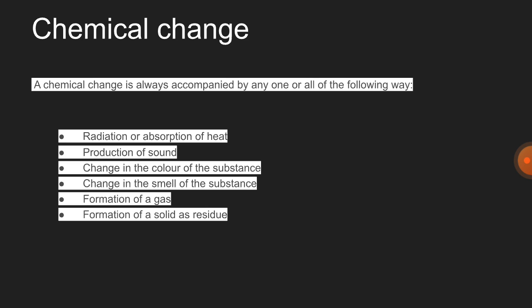Changing in the smell of the substances. For example, the milk, when you keep it for two days, a sour smell comes. Formation of a gas. Sometimes a bad smell comes, which means a gas is formed. Formation of a solid as a residue. For example, if you burn wood or a magnesium ribbon, ash remains. Like that, all of these come under chemical change.